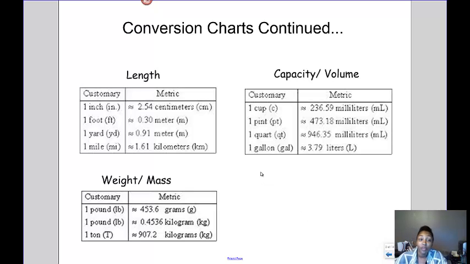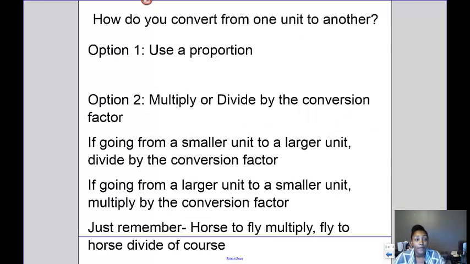So sometimes you can even go from one unit to another unit. Like I might want to change from inches to centimeters, or I might want to go from feet to meters, or I might want to go from tons to kilograms. So we can even use some of these charts to help us go from the customary system to the metric system, or vice versa.